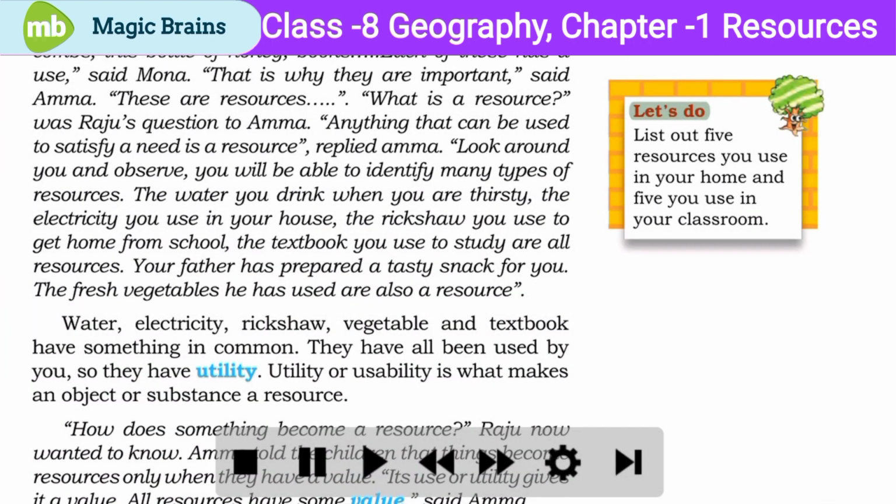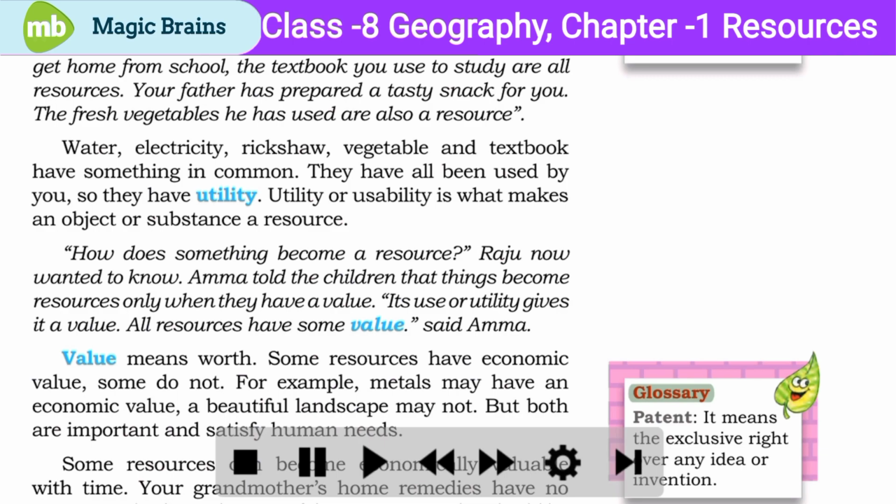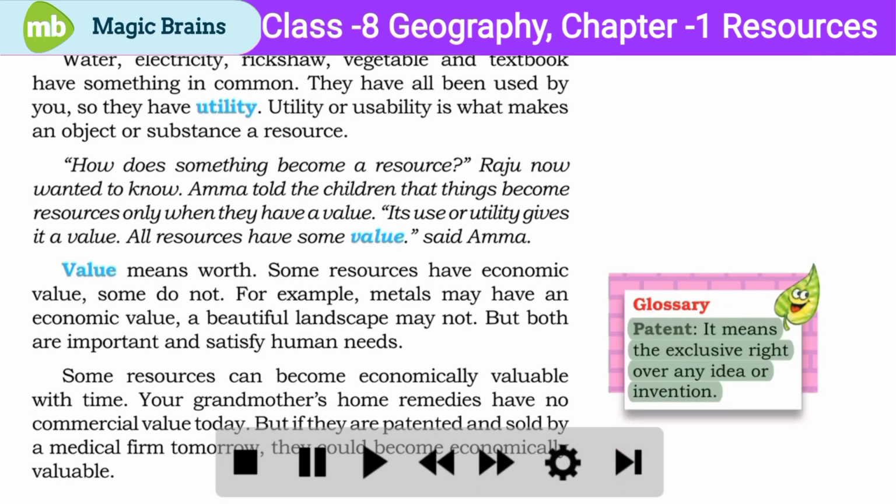There are 2 boxes on page number 1. The one with color yellow reads, Let's do. List out 5 resources you use in your home and 5 you use in your classroom. The pink one reads, Glossary. Patent. It means the exclusive right over any idea or invention.